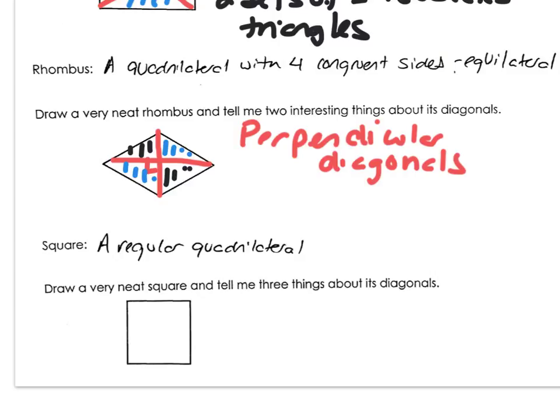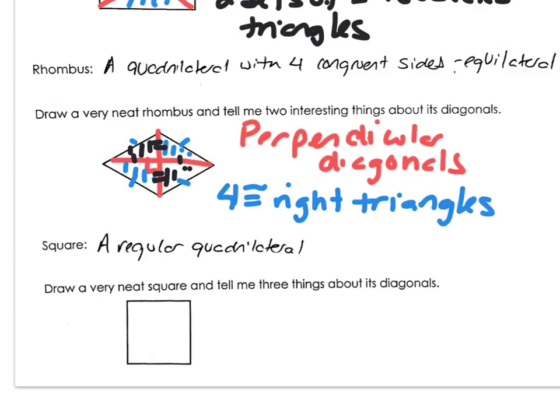Now remember, everything that holds true about a parallelogram is going to hold true about a rhombus. So we also know that the diagonals bisect each other. We know by the definition of a rhombus that all of these sides are the same. So you're coming to the conclusion that these four triangles that are formed are going to be four congruent right triangles. Those are four congruent right triangles that are formed when we draw a rhombus.